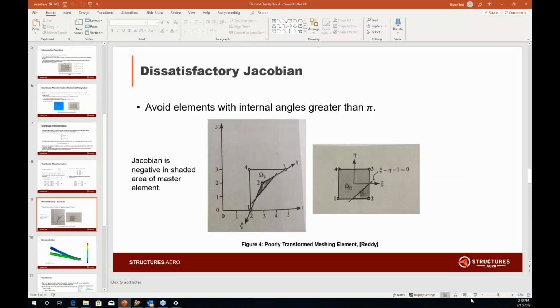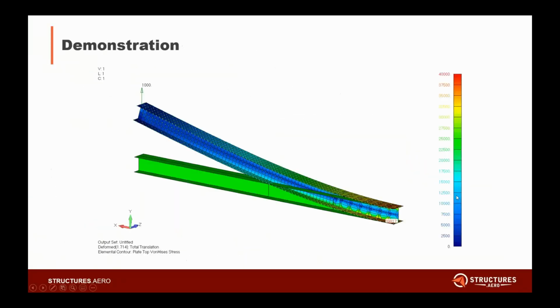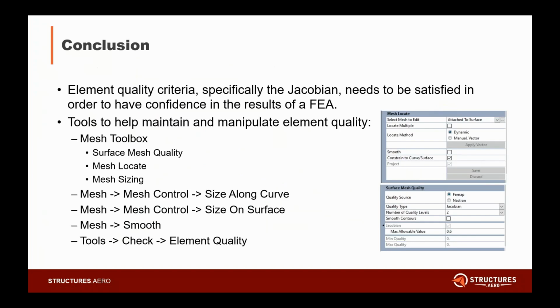So, in conclusion, like I said, the element quality criteria, specifically the Jacobian, needs to be satisfied in order to have confidence in the results of a finite element analysis.